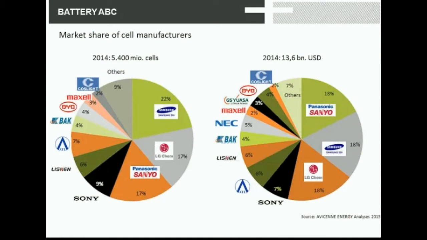Who are the manufacturers of those cells? Well, first there are the Korean companies like LG Chem or Samsung, and there are a couple of Japanese companies, for example, Panasonic and Sanyo. They merged together in, I can't remember, 2012 or 2013. And of course, the company Sony is very big. And you have some Chinese companies as well. Oh, Maxwell is Japanese as well. But Lishen, BYD, all of those companies come from China.